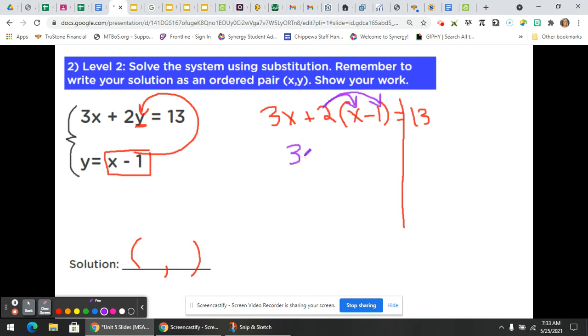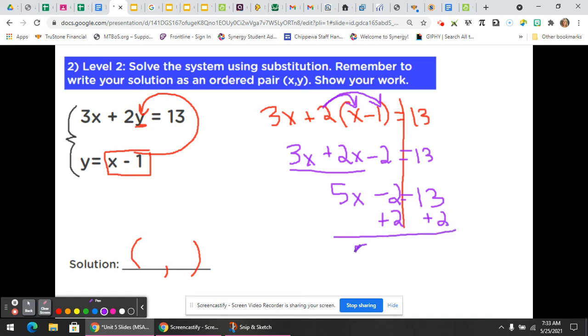So I've got 3x plus 2x minus 2 equals 13. So here I'm going to combine my like terms. I'm going to put my 2x and my 3x together for 5x minus 2 equals 13. So I can see this is shaping up real nice here. I'm going to add 2 on both sides. So my equation really is 5x equals 15, which if I divide by 5, I get x equals 3. So my first point here, x equals 3.